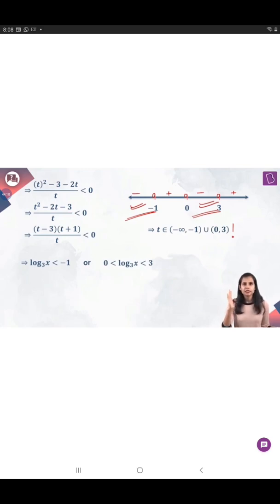Log x can take any real number as value, right? So that means log x will be less than minus 1 or log x will be between 0 and 3. Again, I don't want values of log x, I want values of x. So now I will find out what are the values of x, positive and not equal to 1. Keep that restriction in mind, for which my log x is less than minus 1.